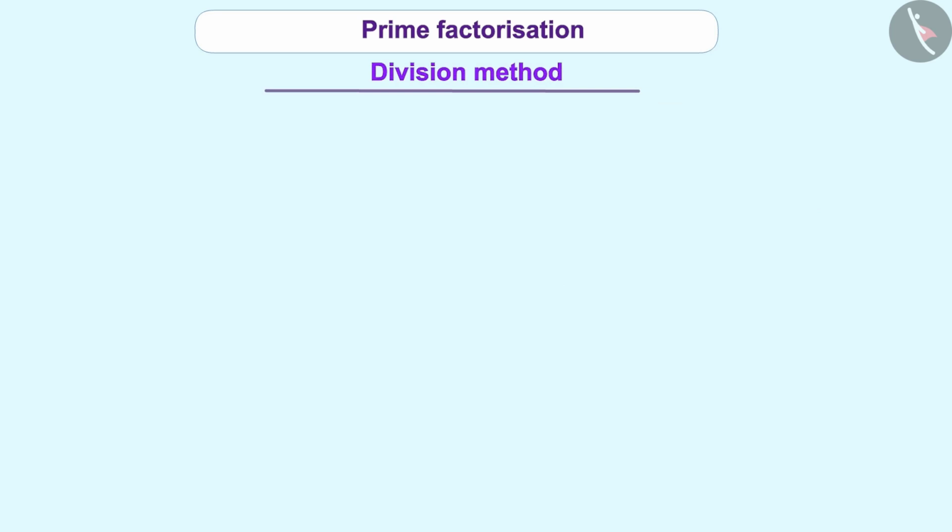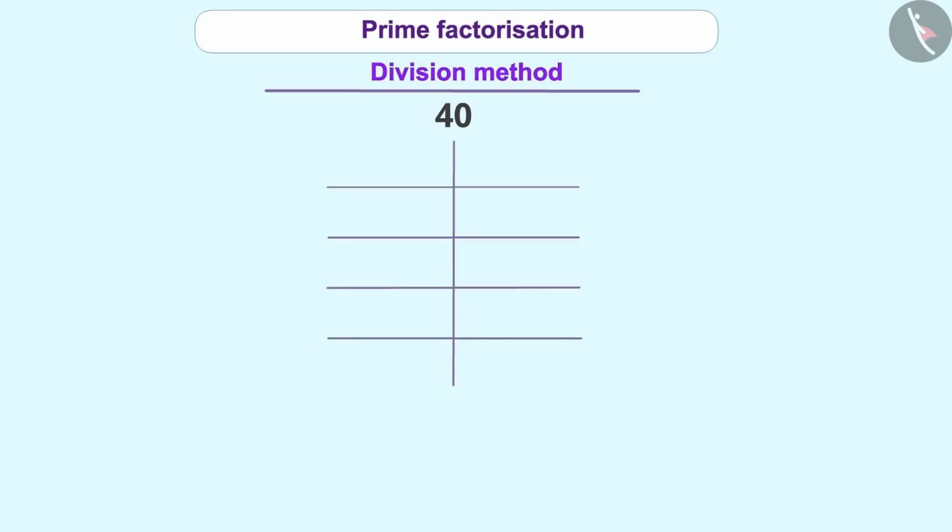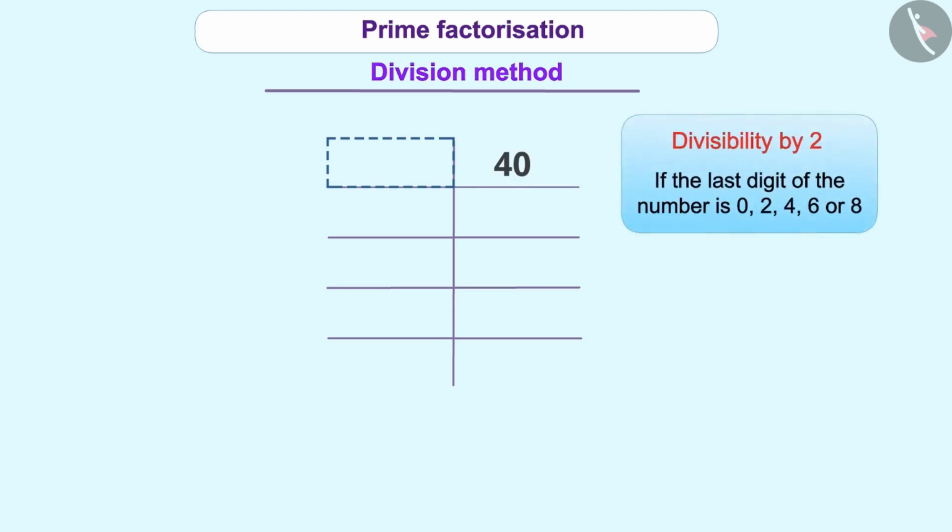Let's understand it. Let's find out prime factors of 40. First of all, draw all images as shown on the screen. The prime factorization of number 40 has to be done, so we will write it in the second column of the top row. Now, we will choose the smallest prime number which completely divides 40. By applying the divisibility rule of 2, 40 can be completely divided by 2. So, we will write 2 in the first column of the first row.